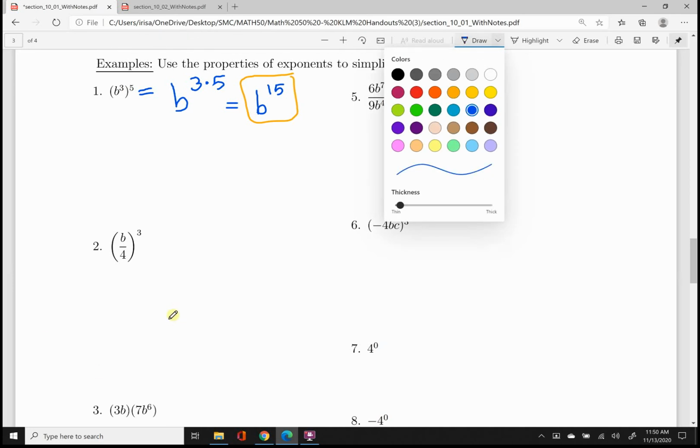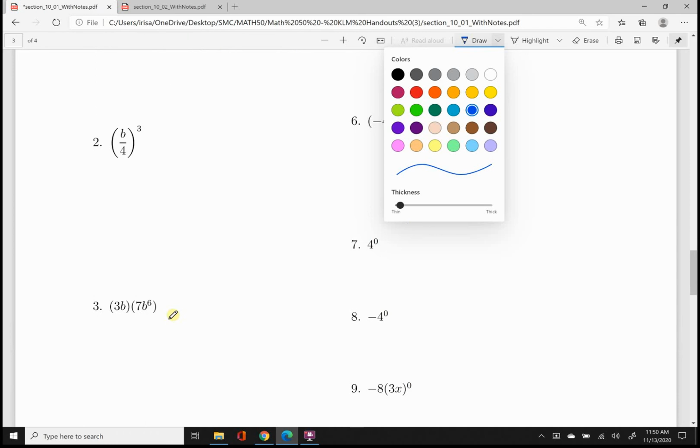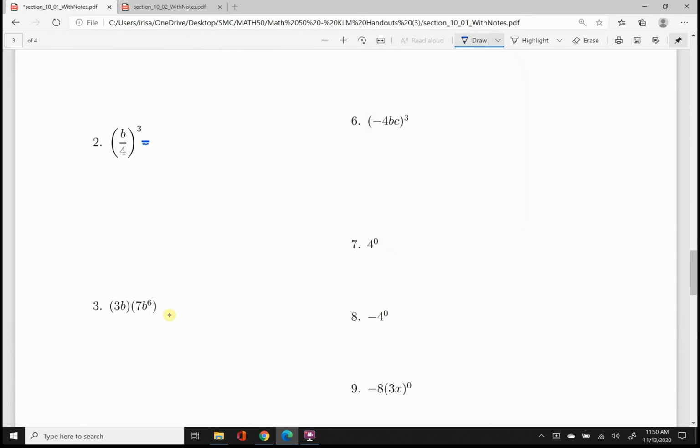So for number 2, I have a quotient raised to a power. So I'm going to use the quotient property in order to have the b and the 4 both individually raised to the 3rd power. I'm distributing that exponent to both of the factors in that quotient. The b to the 3rd power can't be simplified because I don't know the value of b, but 4 to the 3rd power can be. So what's 4 times 4 times 4 give me? I believe it'll be 64, right?